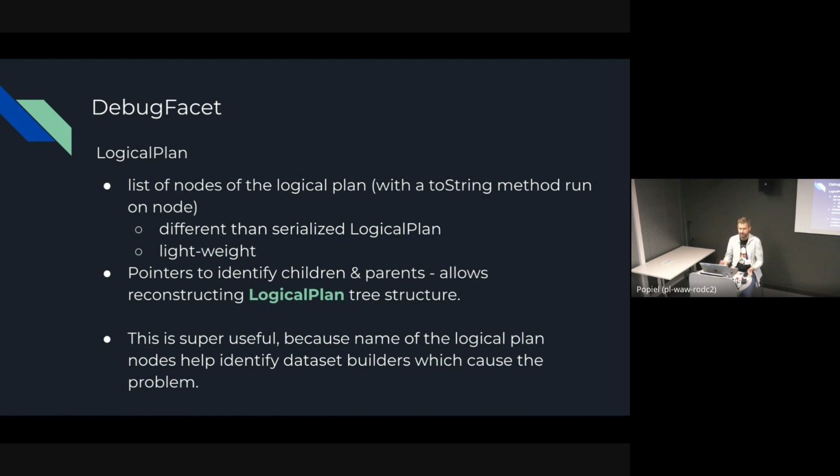And this plan can get big, and to get to know why the event looks like this, it's really important to know what plan has generated it. And we include it in the facets. We do it in a lightweight version, so the logical plans can get big. We just take their names. And we also want to know the hierarchy, so we include some kind of pointers to identify the children and the parents, so that we can reconstruct the tree structure.